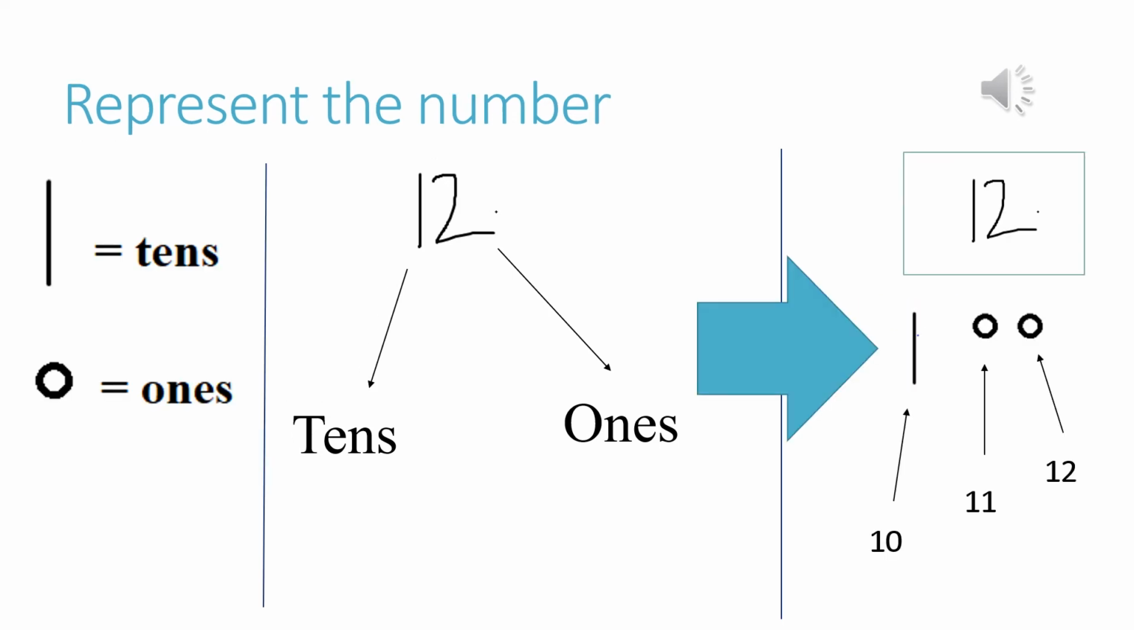I drew 2 circles to represent my 2 ones, and I drew 1 line to represent my 1 ten. If I want to count to verify that I did it right, I will start with my tens. I have 1 line, so I will say 10, and then from there I will count the ones. So I'll go 10, 11, 12.